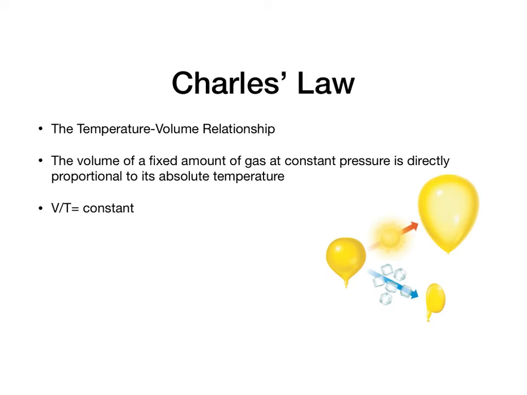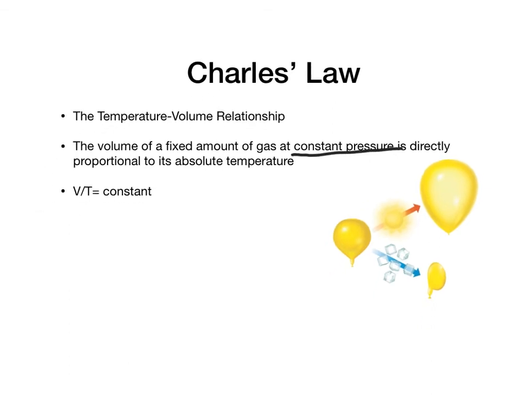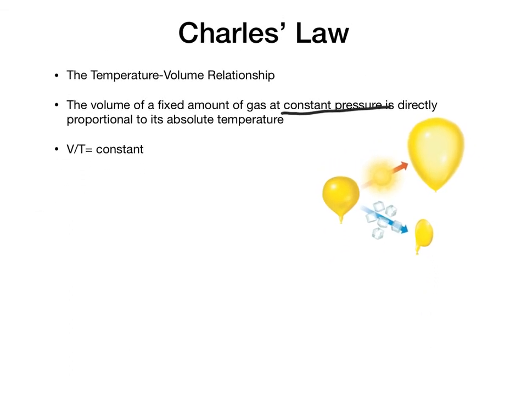So the next law is Charles's law. We're going to think about temperature and volume. The volume of a fixed amount of gas at constant pressure is directly proportional to its absolute temperature. So it's important to note, at constant pressure. Basically, we can observe this in a balloon. If you have a balloon and you cool it, the balloon shrinks. If you heat it up, it's going to get larger. So we know that the volume divided by the temperature equals a constant.